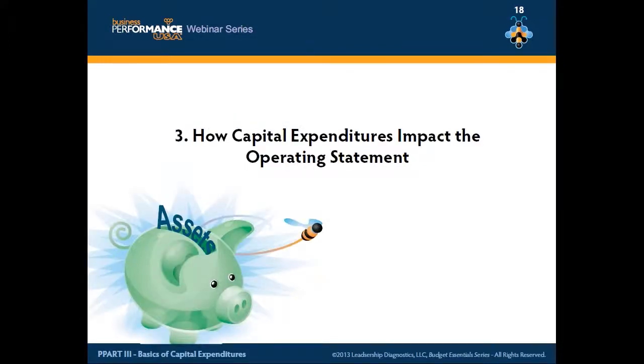All right. And so, how does capital expenditures impact the operating statement? And basically, capital expenditures impact the operating statement based on depreciation of the capital investment. So when you look at the life of the capital expenditure, for example, we looked at a $2.5 million investment, right? And the life of that particular equipment was considered 10 years. So we would take the $2.5 million and divide it by 10 to determine what the annual depreciation would be for that piece of equipment.